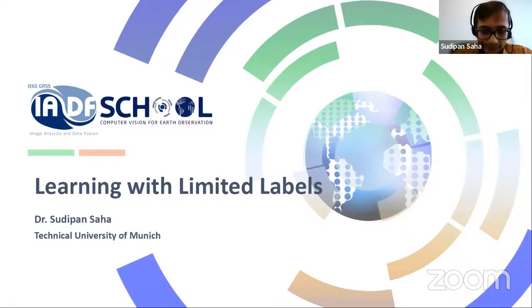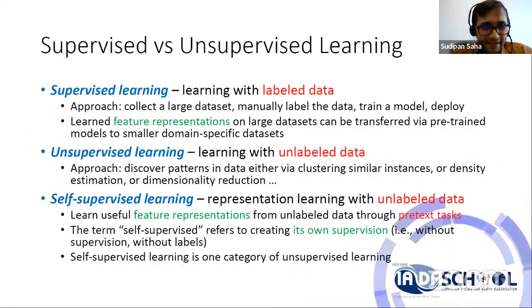Okay, so let's move forward. First, let's try to understand the different learning paradigms that we have. So first one that we all know is supervised learning, right? Where we learn with labeled data. That is, we have a large data set and the data set is manually labeled somehow. And we use this manually labeled data set to train a model and then for deployment purpose.